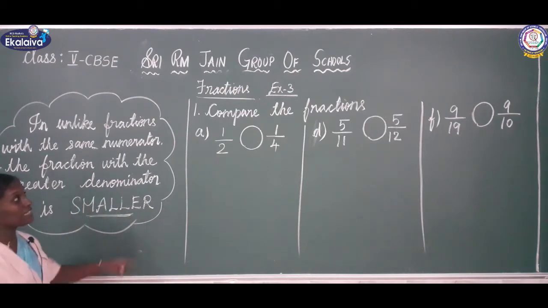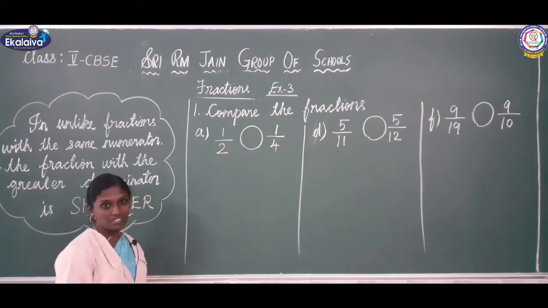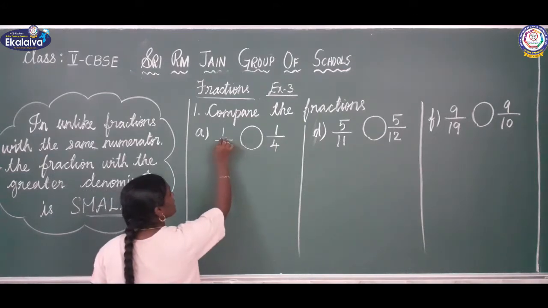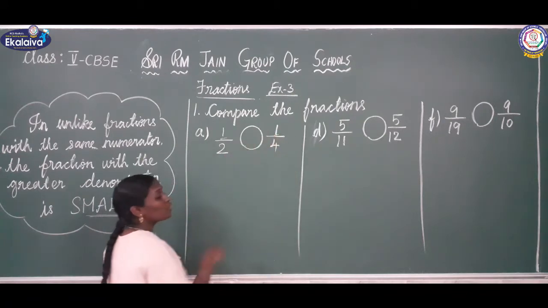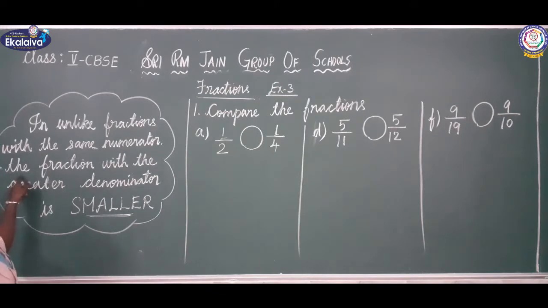Here see the first one. These two fractions are unlike fractions, isn't it? The denominators are different, but see the numerators are same. In this case the fraction with the greater denominator is smaller.